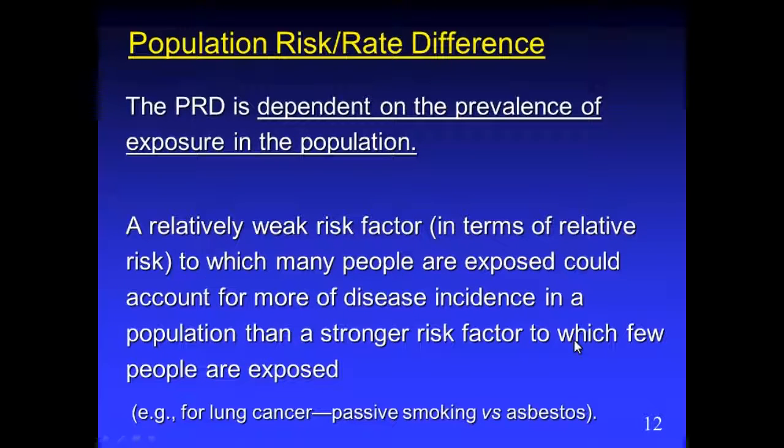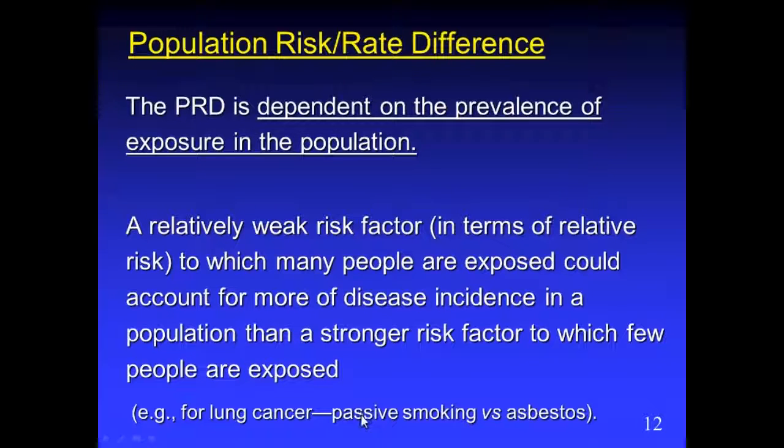So the thing about the population difference is that it's dependent on the prevalence of the exposure in the population. You may have a very strong risk factor, but if only a few people in the population are exposed, then you may have more to gain by eliminating a weak risk factor for the same disease, if it's widespread in the population.